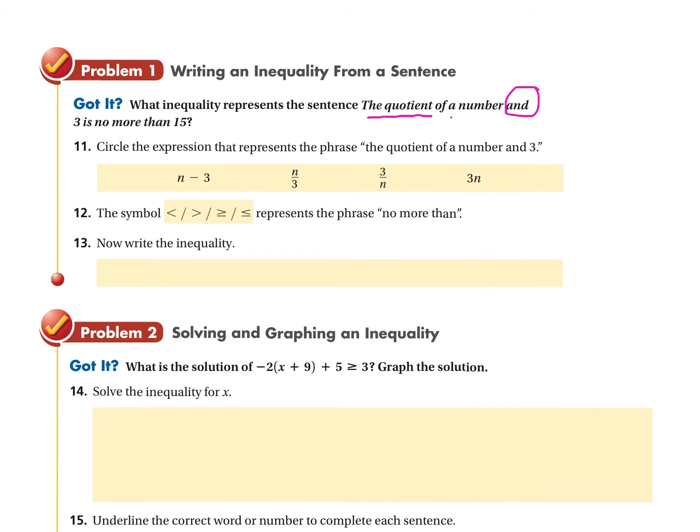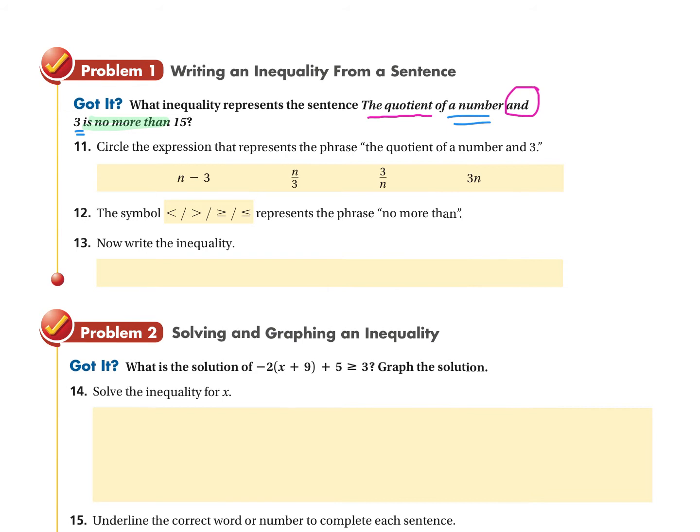So I'm going to divide a number, let me get a different color, along with 3. I'm going to put that there, but notice that I've just gotten to some inequality verbiage, is no more than. So I'm going to highlight that, because remember we have to figure out where our inequality sign is, and then 15. So is no more than 15.